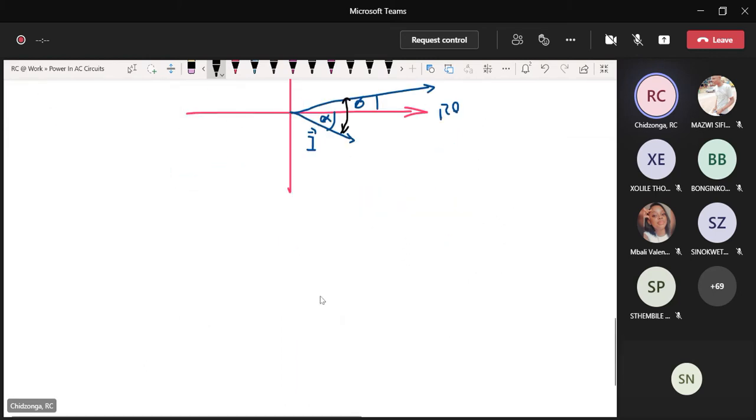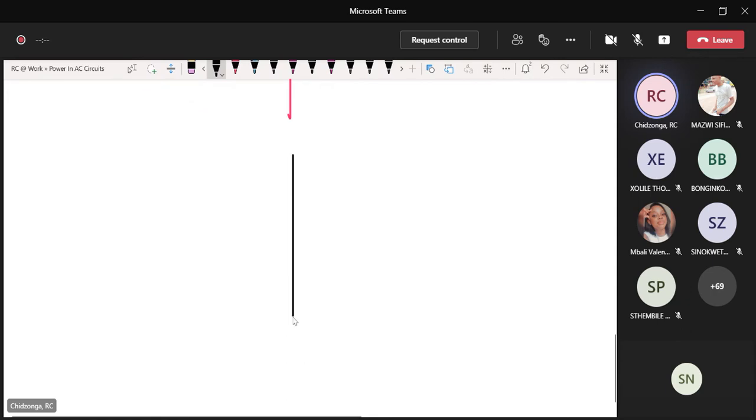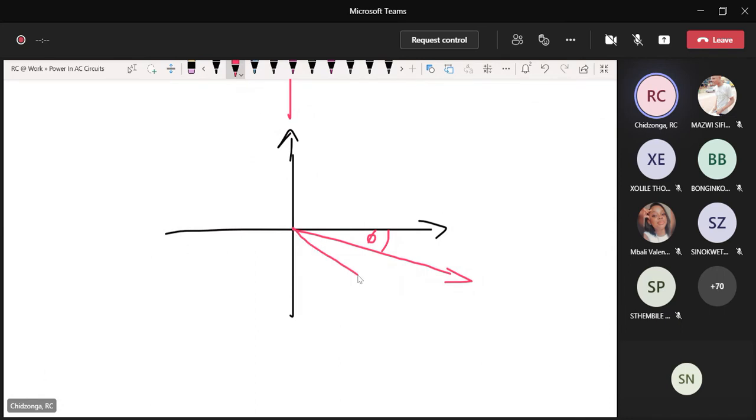If I had another scenario like this, now I've got my voltage phasor like that. I'm going to use the same labels. This is the angle. And maybe this time the current phasor is like that, meaning that the current phasor is all the way here.